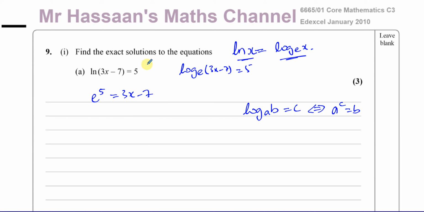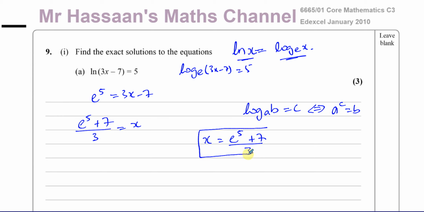Now we have to find the solution to the equation, meaning we've got to find the value of x. So we just rearrange this to make x the subject. I can add 7 to both sides and divide by 3, and that will leave me with x. So x equals e to the power of 5 plus 7, all over 3. And there's our answer. They want it in exact form, so we don't round this or find the decimal value. We leave it in this exact form in terms of e. So there we have our answer to this question. All right, now that's part A.